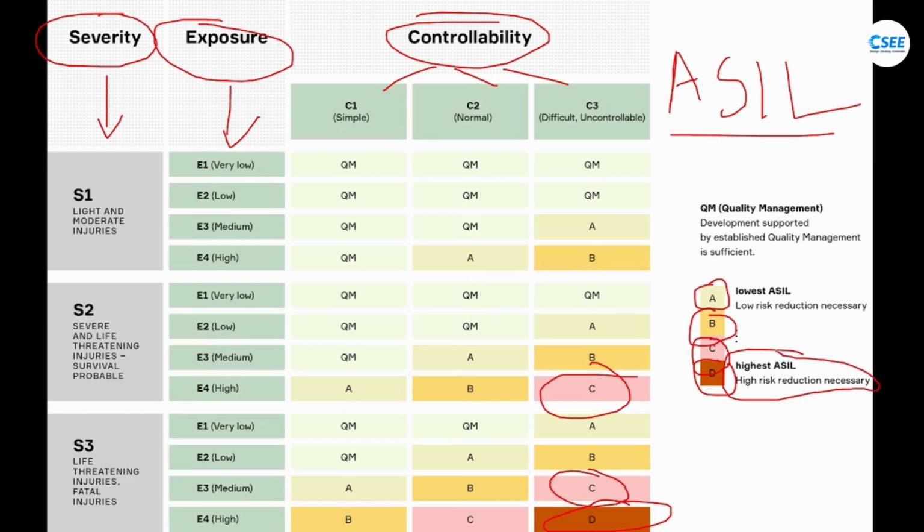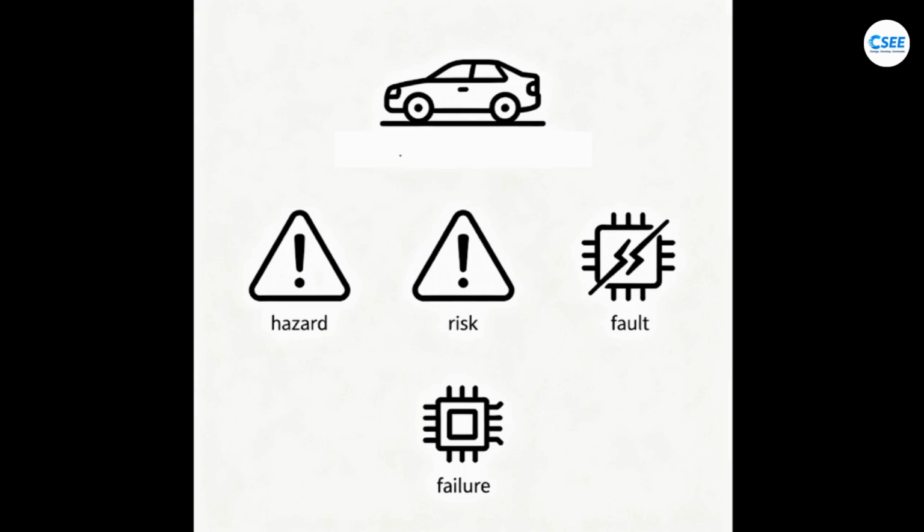For example, interior cabin lighting might fall under ASIL A because it's not life critical, while airbag deployment or brake by wire systems are ASIL D because their failures can lead to serious accidents. ASIL guides engineers how much testing, redundancy, and fault detection are needed for each feature. Before we go deeper into the functional safety process, let's understand a few important terms.